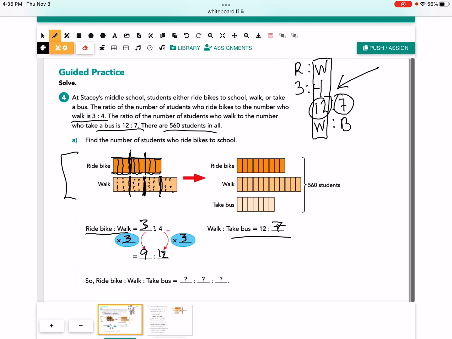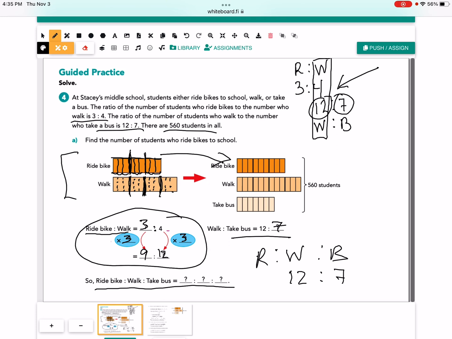Okay, so our final blank on this page asks us to give a ratio for those who ride the bike. So the riders to the walkers to the bussers is, well, we know walk to bus is 12 to 7. And now we've rewritten the ratio for the bikers using the same factor of 3 to make an equivalent ratio, so that our new ratio involves 3 terms, 9 to 12 to 7. And that comprises 560 students in all.